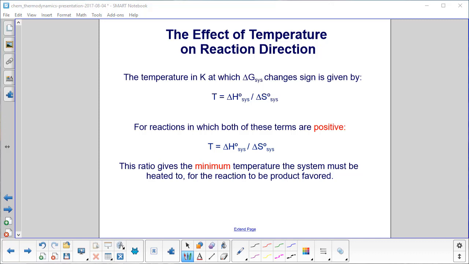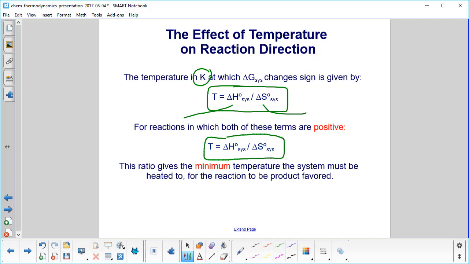Therefore, the temperature in Kelvin, and remember, we're always using Kelvin here, at which delta G system changes sign is given by T equals delta H naught system divided by delta S naught system. For reactions in which both of these terms, the enthalpy term and the entropy term, are positive, you've got the T here, delta H naught system divided by delta S naught system.